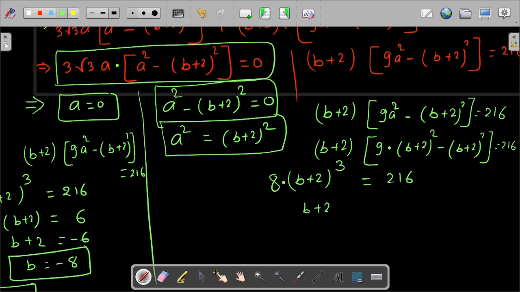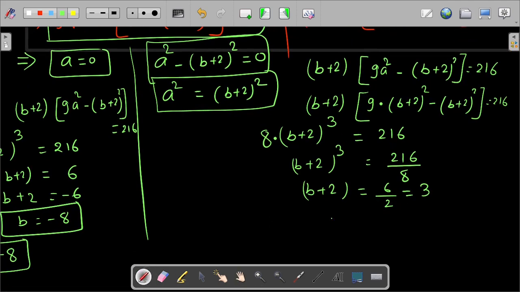So (b plus 2) whole cube will be equals to 216 divided by 8. So b plus 2 should be equals to the cube root of this, that is 6 divided by 2, that is equals to 3. So from here you will get b equals 3 minus 2, that is equals to 1. So b equals 1.